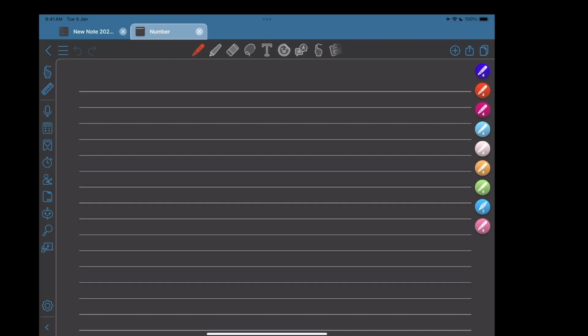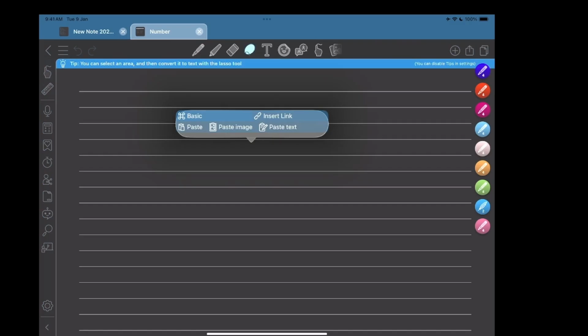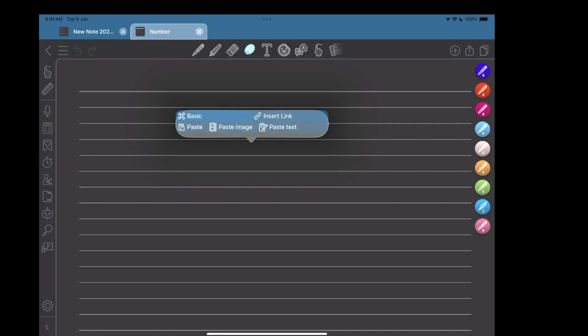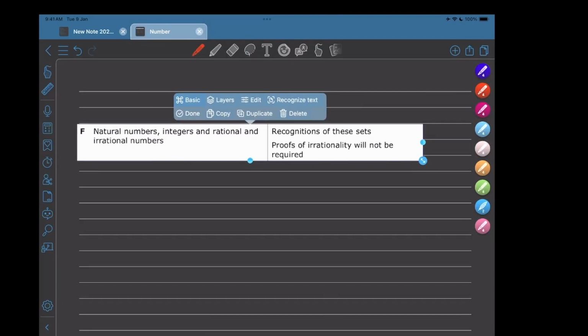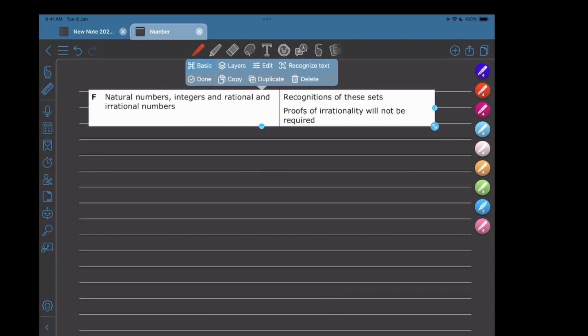So this is still the continuation of the unit numbers. We are going to start, I think, specification E or F. I'm not sure. So that's what we are going to begin today. Let's begin. Let me just paste it. All right. So in this specification, we are going to discuss natural numbers, integers, rational and irrational numbers.